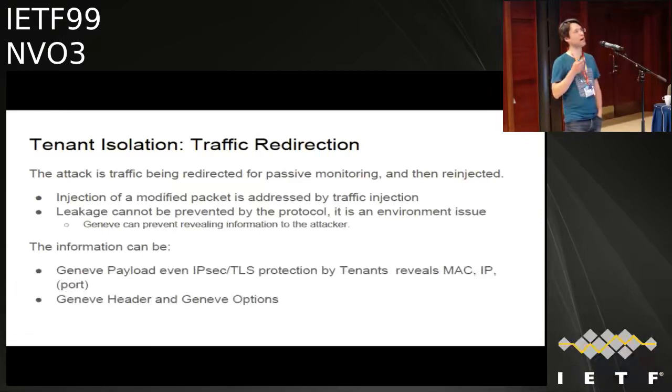So instead, what we focus on is, if you can't prevent leakage, how you can make leakage useless by not revealing any kind of information. Even though you have IPsec packets, even though the tenants are performing IPsec, for example, you still reveal some information, like the MAC addresses and the different IP addresses used. And if you use TLS, then you also reveal some of the ports. That's still information. This is why the use of IPsec by the tenants is not sufficient.